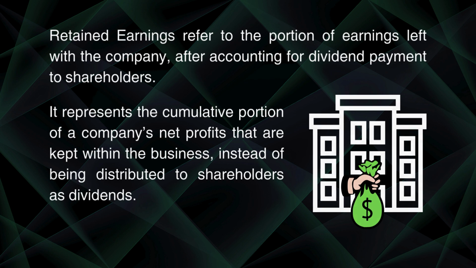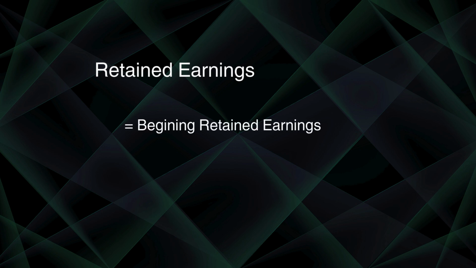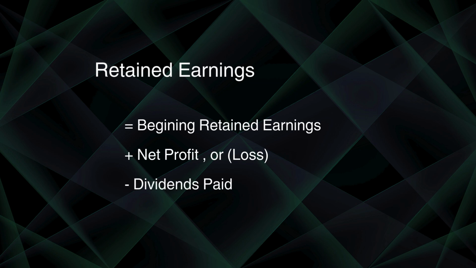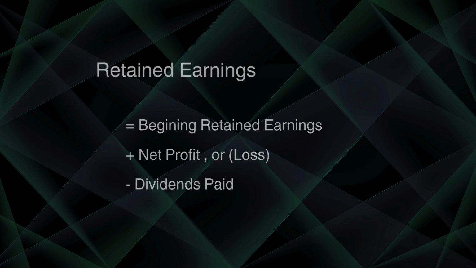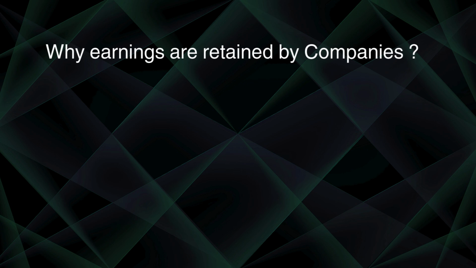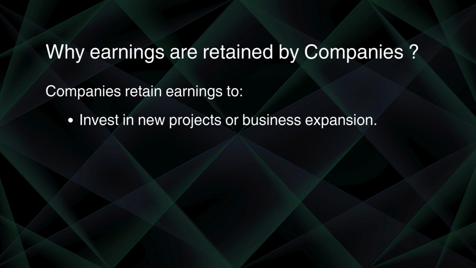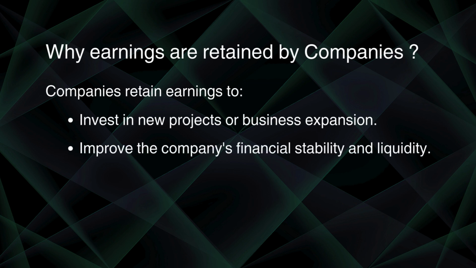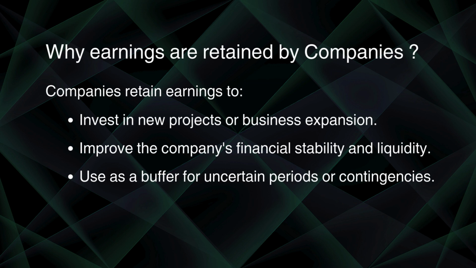The formula for calculating retained earnings is: retained earnings is equal to beginning retained earnings plus net profit or loss minus dividends paid. Now, a common query can be why earnings are retained by companies. Companies retain earnings to invest in new projects or business expansion, improve the company's financial stability and liquidity, and use as a buffer for uncertain periods or contingencies.